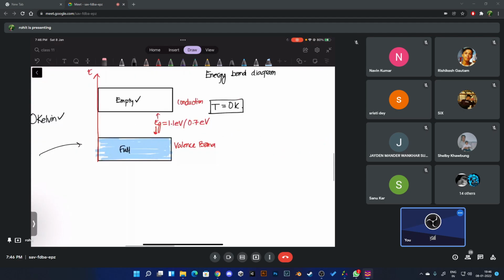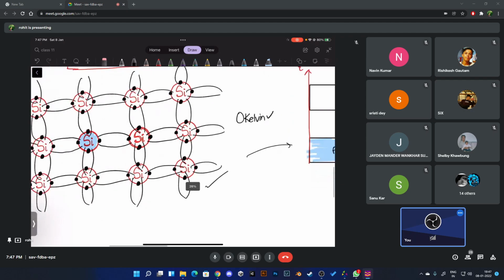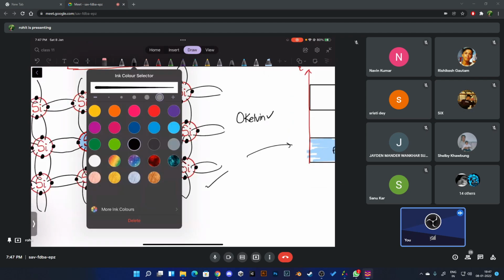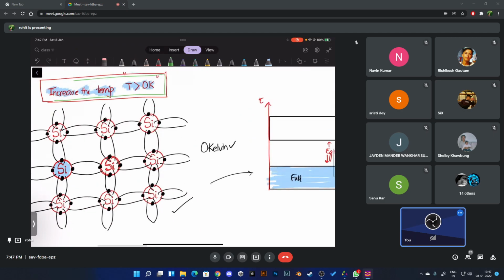But just now I told you, let's increase the temperature and see what will happen. Now, greater than 0 Kelvin, some of the electrons, at an increased temperature, start gaining energy. We call it thermal energy because of temperature. So they gain thermal energy, and by gaining this energy, what do you think?